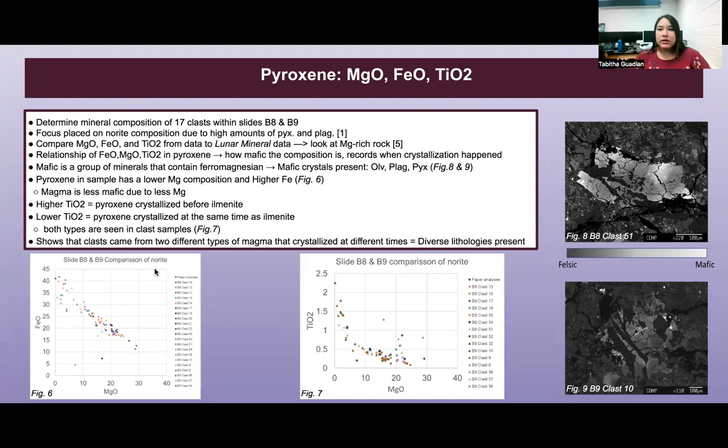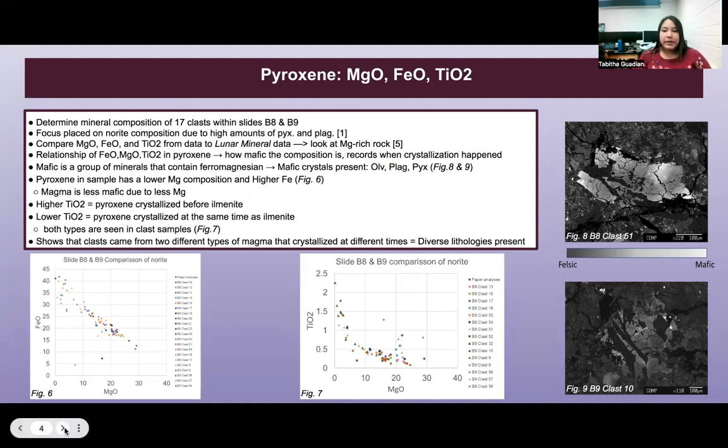I focused on determining the mineral composition of 17 different clasts within 2 slides, slides B8 and B9. Those are shown in figure 8 and figure 9 to the right. The clasts are just mineral fragments within a whole rock. So the focus was placed on a norite composition, which consists of 50% plagioclase and 50% pyroxene.